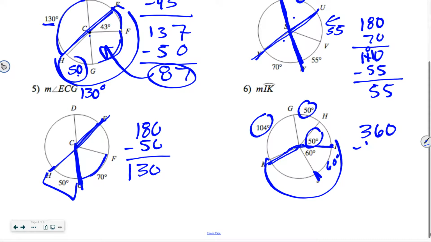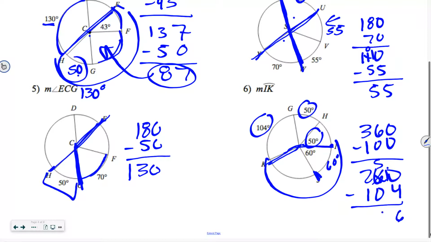So we have a whole circle. I'm going to take away 100. So that's 260. And I'm going to take away 104 so that I can figure out that the arc measure, the measure of arc IK, is going to be 156 degrees. And I figured that out because I know a whole circle is 360. So you have to keep in mind a whole circle is 360 and half a circle is 180. Right?